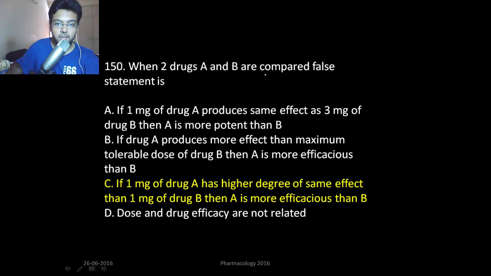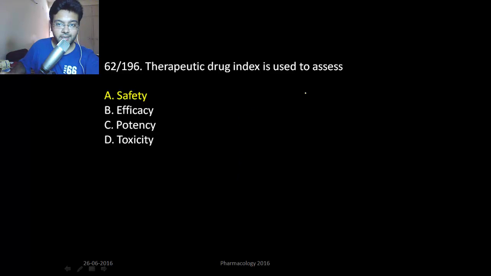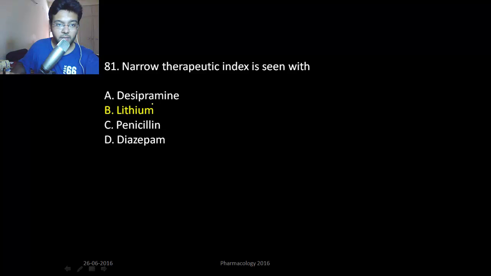When two drugs A and B are compared, the false statement is: 1 milligram has the same effect as 1 milligram of drug A and drug B. That means both are equally efficacious. None is more efficacious than the other. Therapeutic index is to assess the safety of the drug.